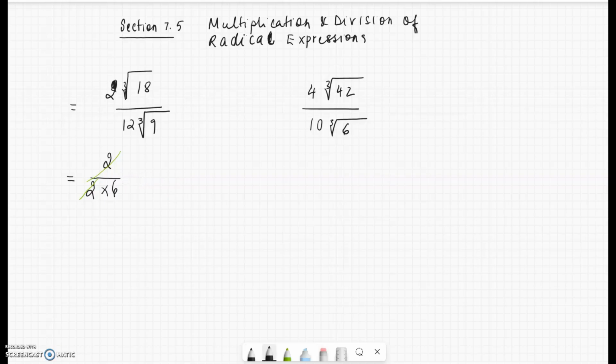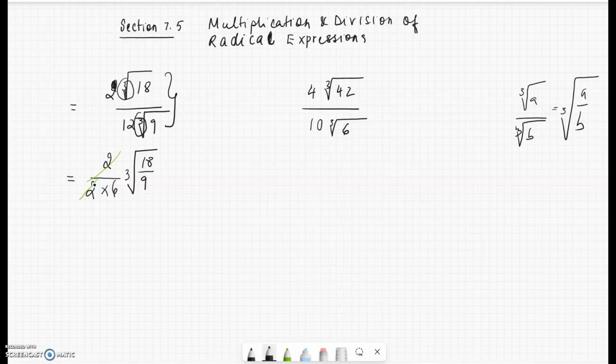Now we could combine these two terms, the radical expressions. So if I have a cube root of a over the cube root of b, that could be written as the cube root of a over b. So that's what I'm going to do. I'm going to write it as the cube root of 18 from the numerator divided by 9 from the denominator. Since both of them are cube roots, I'm able to combine them.